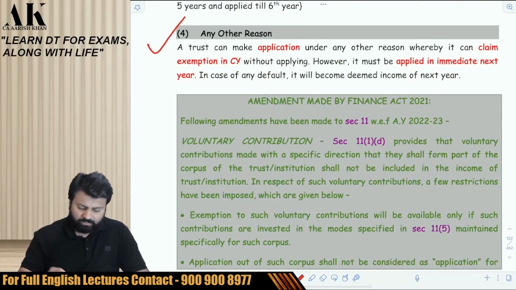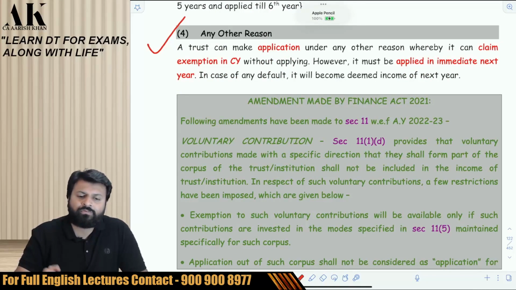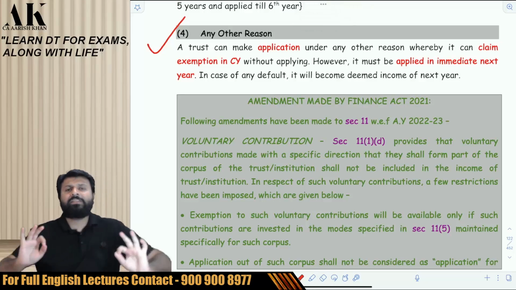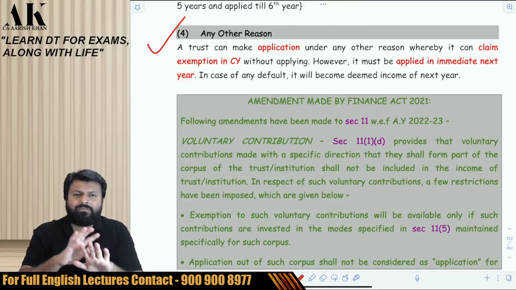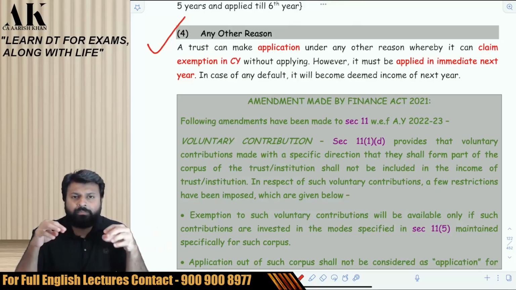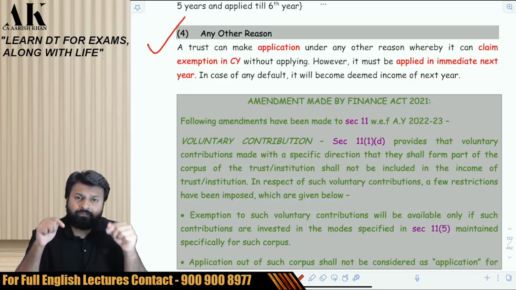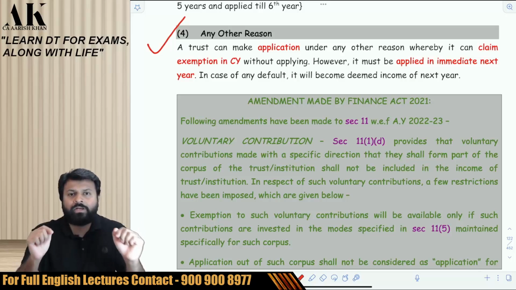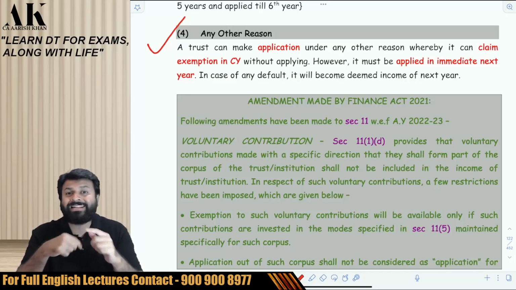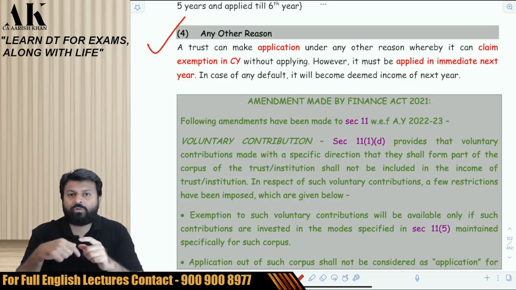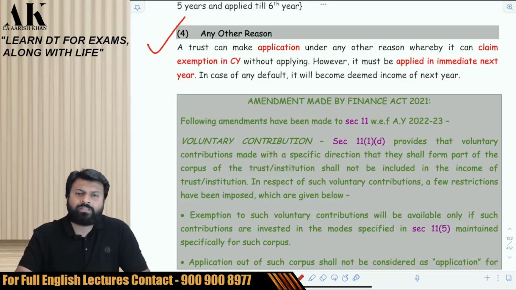Last but not least, the fourth reason. What is the fourth reason over here? Listen carefully, all of you. This is a grace period given by the government for 1 year for every trust. Suppose you are not able to apply in the current year, you can take a grace of 1 year, but then you have to apply in the immediately next year. So if you are not able to apply in the previous year 21-22, take a grace of 1 year, but you have to apply that in the subsequent year immediately, that is 22-23. And if you do not apply in 22-23, that amount will become deemed income of 22-23.